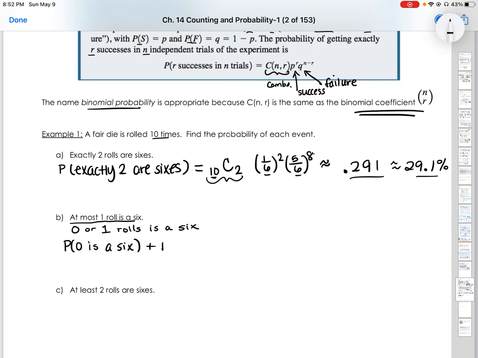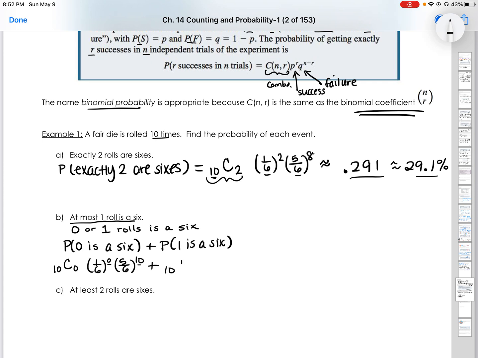And we can do the probability that 1 is a 6. All right, so let's think this through. We have a combination of 10. We want none of them to be a 6. So that'll be 1 out of 6 to the 0, and the failure 5 out of 6 to the 10th. Remember, 0 and 10 have to add up to 10.